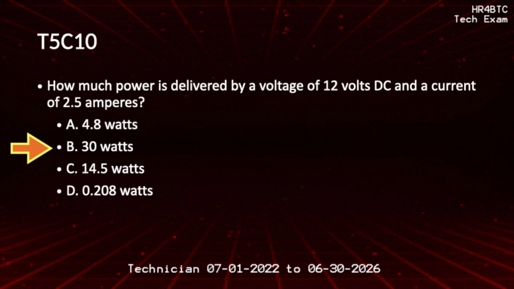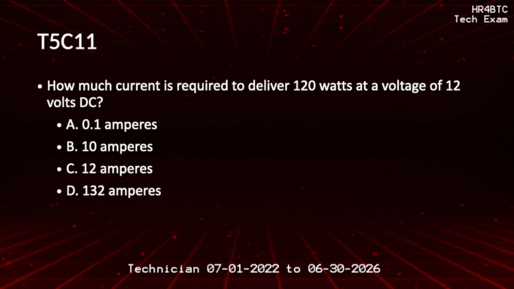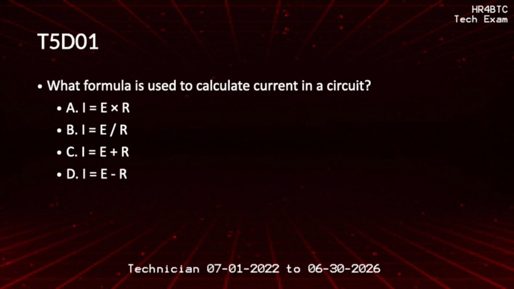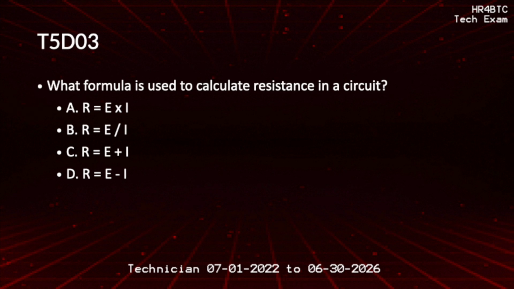30 watts. How much current is required to deliver 120 watts at a voltage of 12 volts DC? 10 amperes. What is impedance? The opposition to AC current flow. What formula is used to calculate current in a circuit? I equals E divided by R. What formula is used to calculate voltage in a circuit? E equals I times R. What formula is used to calculate resistance in a circuit? R equals E divided by I.